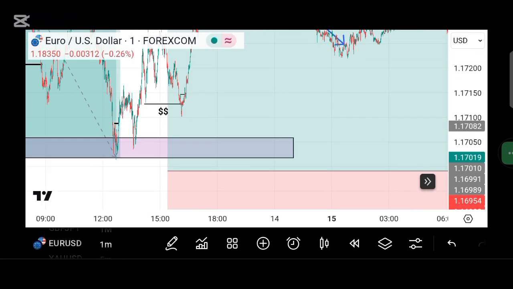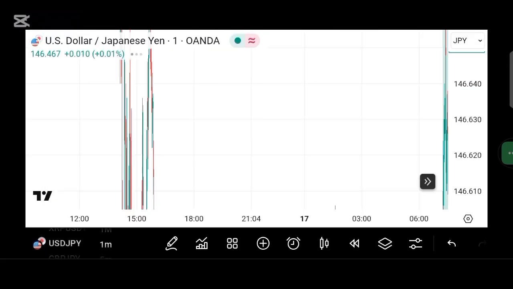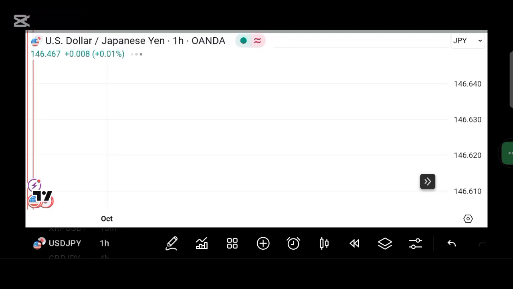I don't really trade the consolidating market. If not, I would have looked for examples on consolidating market. But that will be all the examples for now.